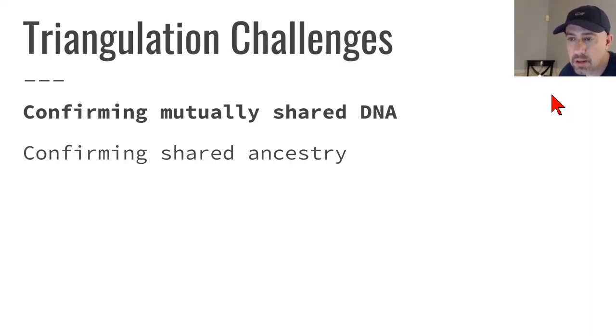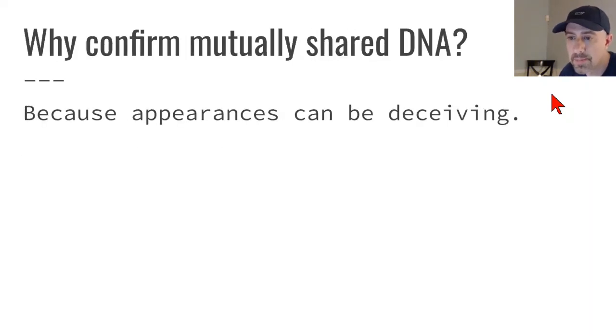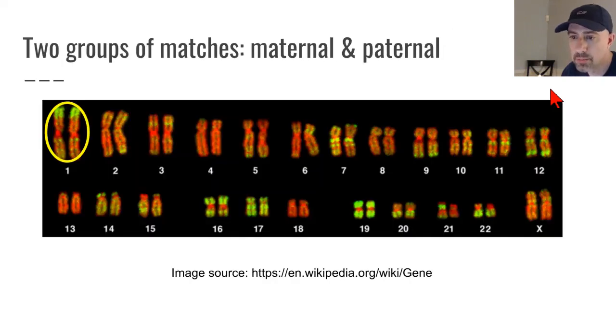And the parallel challenge is to confirm the shared ancestry, as we alluded to with the previous example. With visual triangulation, we're focused on that first challenge. And you may be wondering, if you're new to triangulation, why all this fuss about confirming mutually shared DNA? If it looks like you share DNA on chromosome 1, doesn't that settle the question? Well, appearances can be deceiving, so you really do need to take an extra step or two to confirm that the shared DNA truly is shared by everyone in the group.